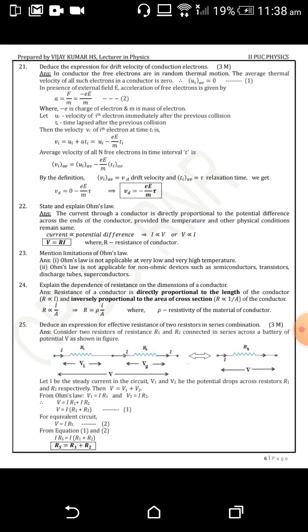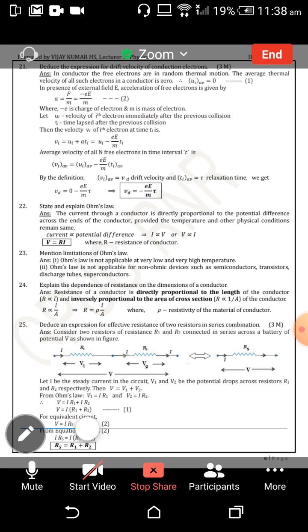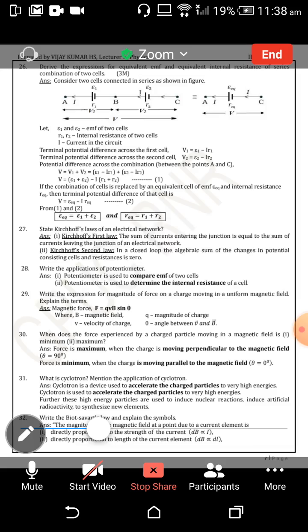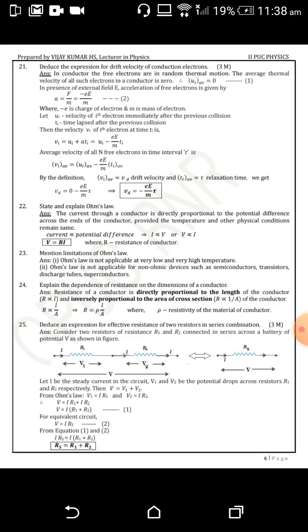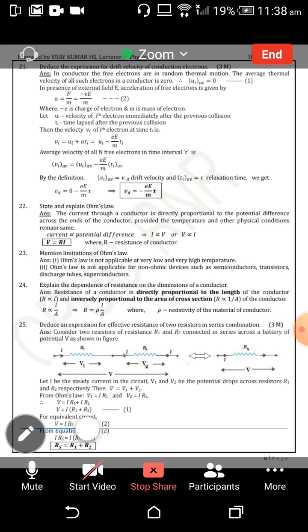Okay, fine students, we are left with 2 minutes. The rest of the questions, starting from the 25th, that is resistors in series combination, series and parallel, we will go through in the next class.